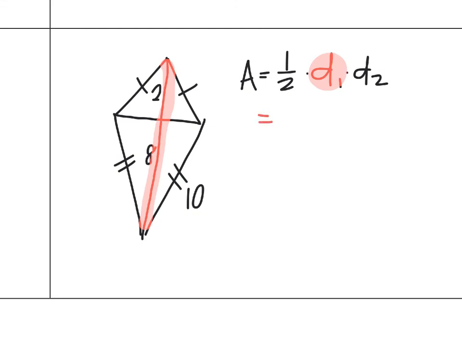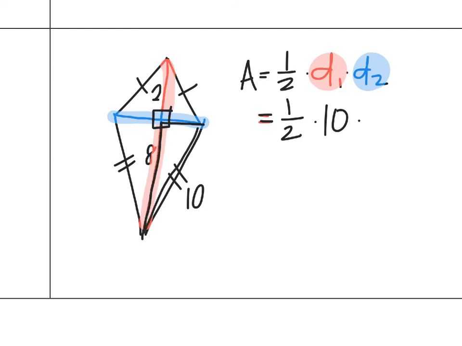So I'm going to start filling this in. So I could say this is 1/2 times 10. Now we just need to figure out diagonal 2. So diagonal 2 is this length. I don't know it, but I do know that a kite makes right angles here. And this right triangle, I think, is in a triple family. If I take the Pythagorean triple 3, 4, 5 and multiply it by 2, I get 6, 8, 10. So I think that this missing side is 6.